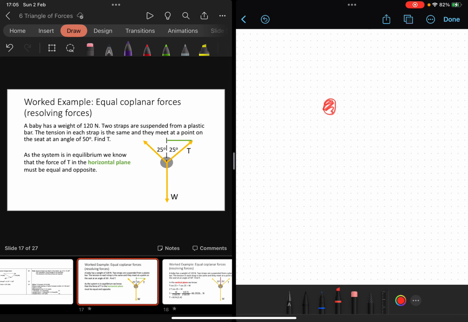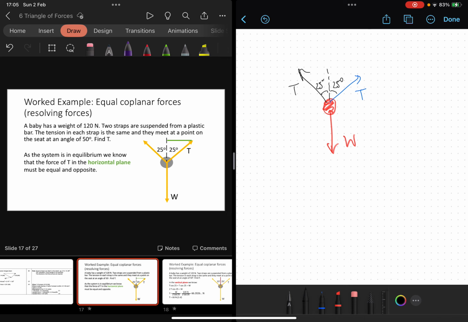You've got a 120 Newton baby, and supporting that baby are two cables, each providing some tension. If you remember, a moment ago I said I'd come back to the whole angle thing. The thing to notice here is you've got identical angles. That's telling you that the two tensions are identical, because if they weren't identical, then the angles would not be the same.